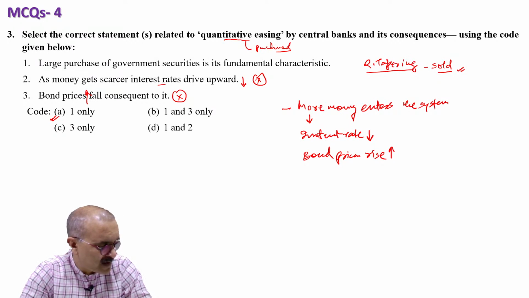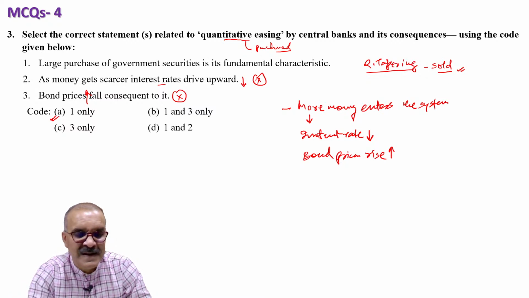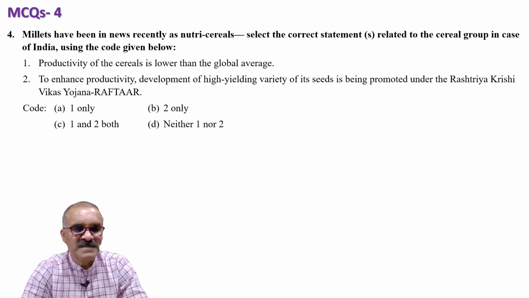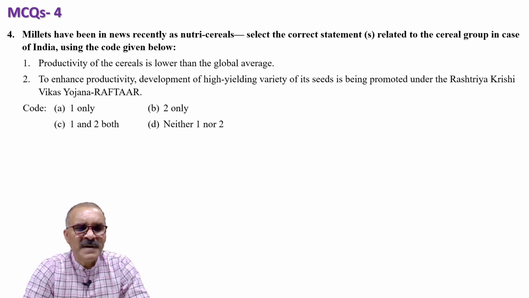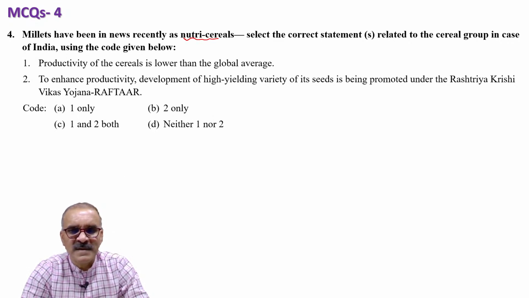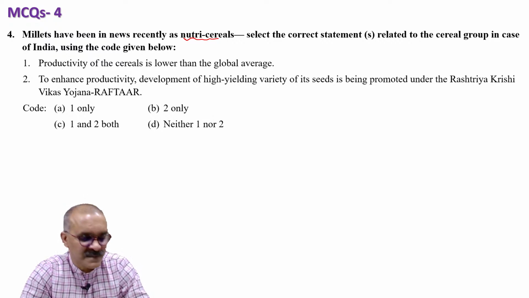Welcome Raghunath and Ramya to the session. Let's move on to question number 4. Millets have been in news recently as nutri cereals. Select the correct statement related to the cereal group in case of India. Productivity of the cereals is lower than the global average. To enhance productivity, development of high-yielding variety of its seeds is being promoted under Rashtriya Krishi Vikas Yojana (RAFTAR).